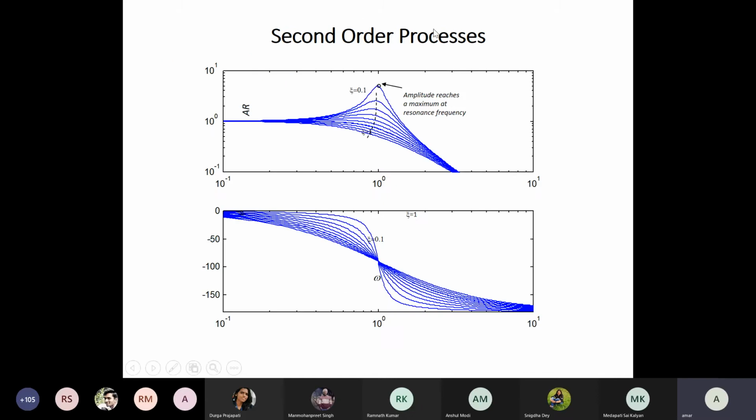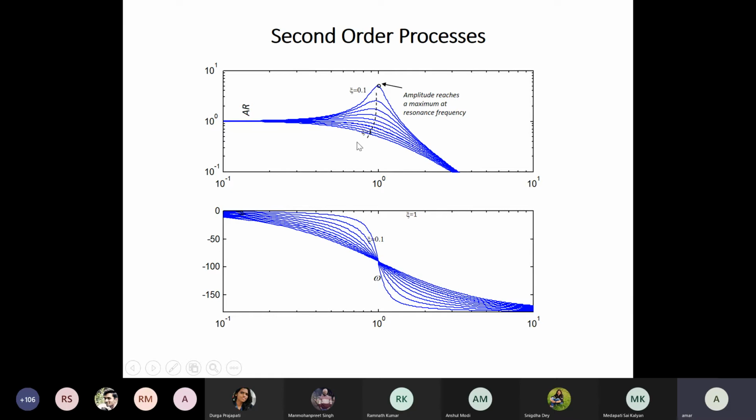So what will happen for the second order process when the damping factor is equal to 1? I will get a plot like this. The slope here will be -2. But when the damping factor decreases, then we'll get an overshoot in the plot, or a peak in the plot. And this peak point is basically called the resonance frequency.